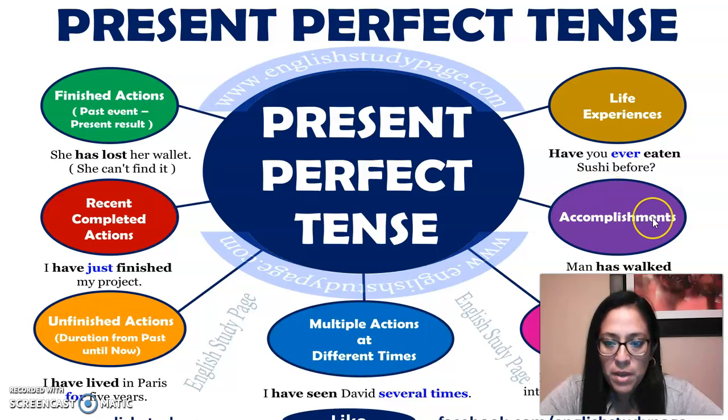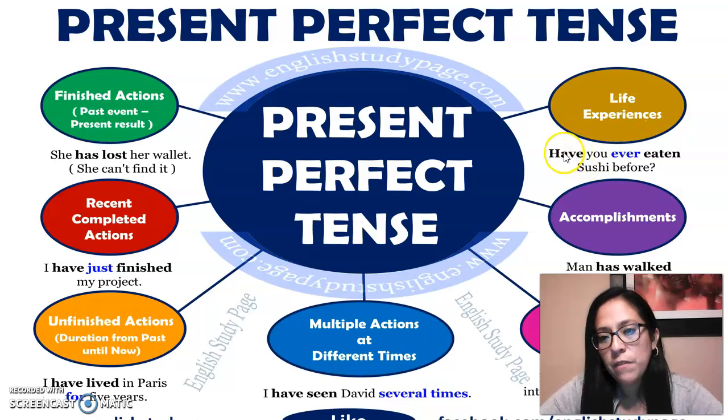Then for accomplishments, man has walked on the moon. Life experiences, like here we have a yes/no question with ever. Have you ever eaten sushi before? We normally use ever in questions.